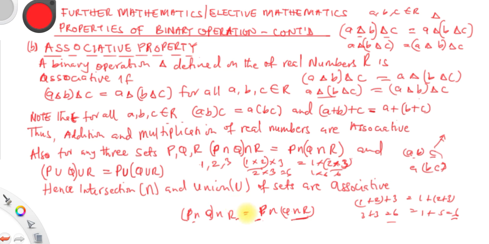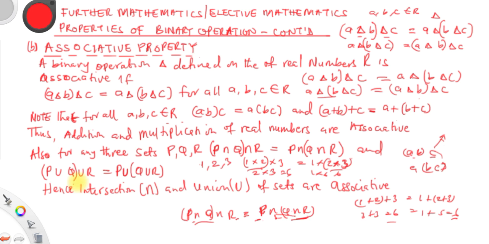Give yourself examples. Define sets P, Q, and R, and then find it. Just verify yourself. That's how you learn and get your own understanding. You understand it better that way. So irrespective of what you do, this one will always be equal to this under the sets.